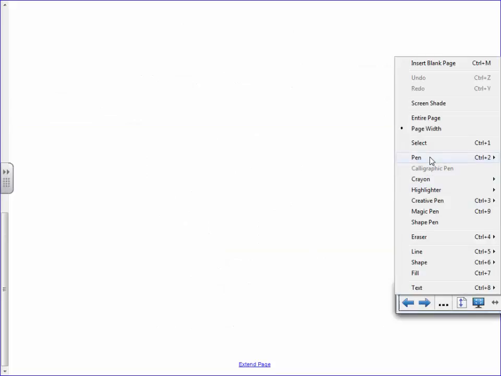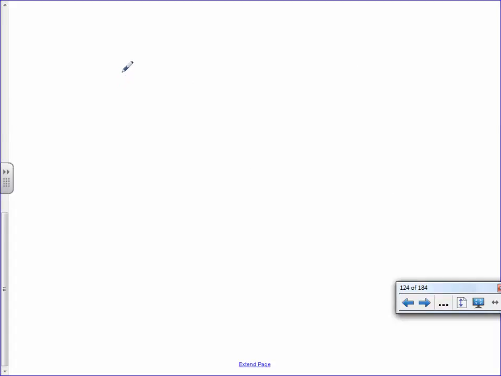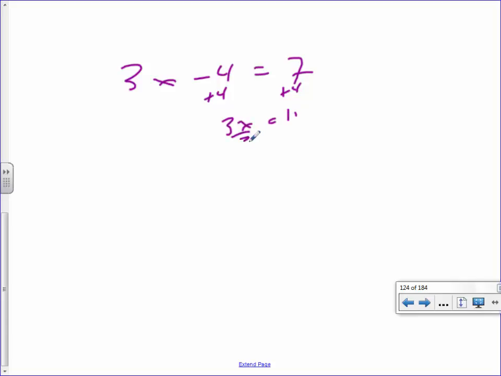Let's say I gave you this equation: 3x minus 4 equals 7. Could you solve that? Yes. Add 4: 3x equals 11. Divide by 3, divide by 3. Everyone cool with that?